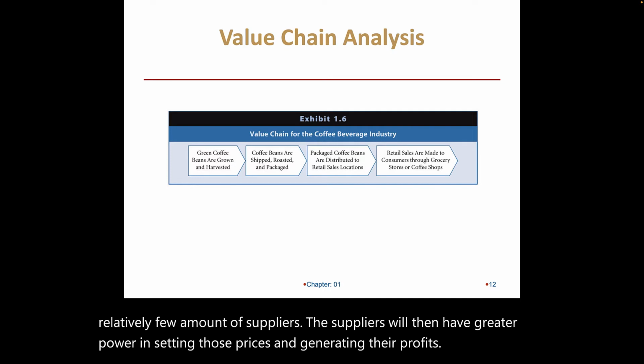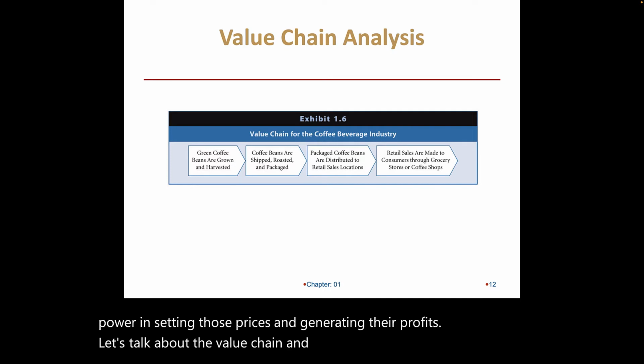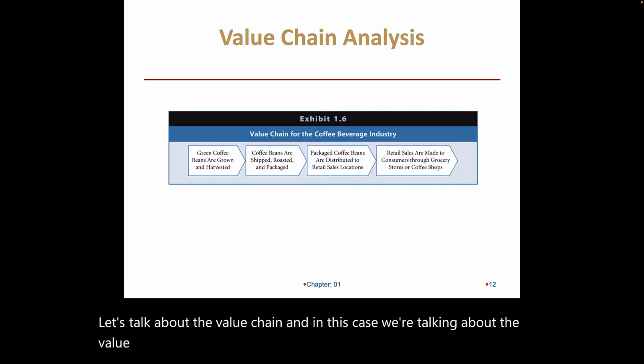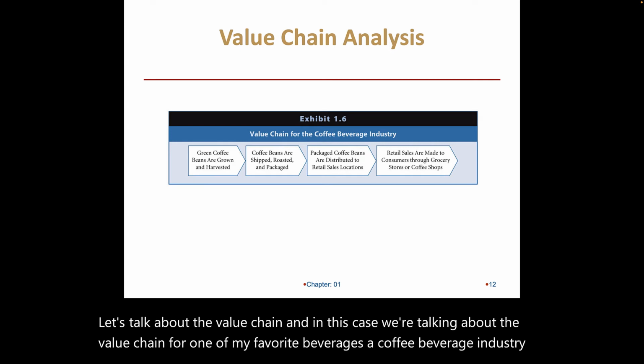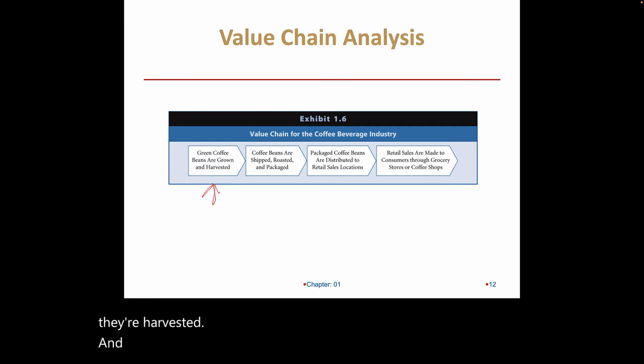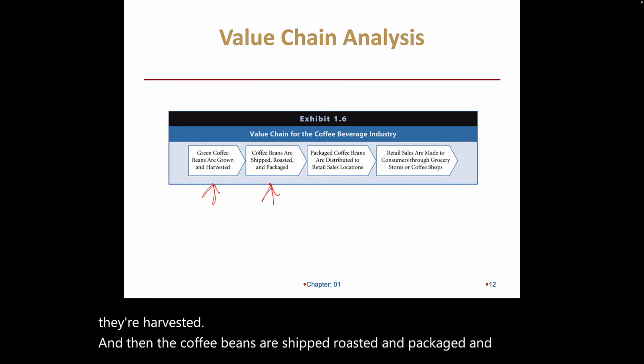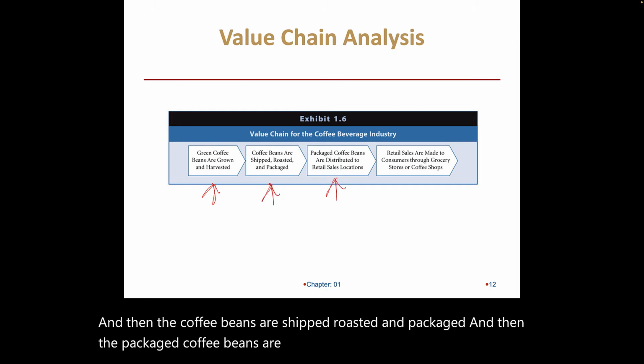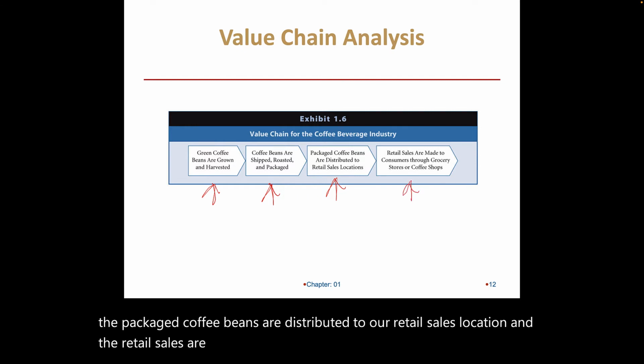Now let's talk about the value chain. In this case, we're talking about the value chain for one of my favorite beverages, the coffee beverage industry. So we're looking at green coffee beans. They're grown and harvested. Then the coffee beans are shipped, roasted, and packaged. Then the packaged coffee beans are distributed to our retail sales locations, and the retail sales are made to the customers by way of grocery stores or coffee shops.